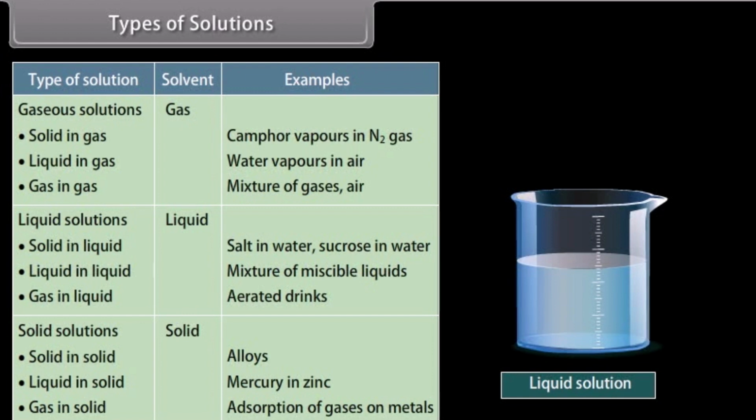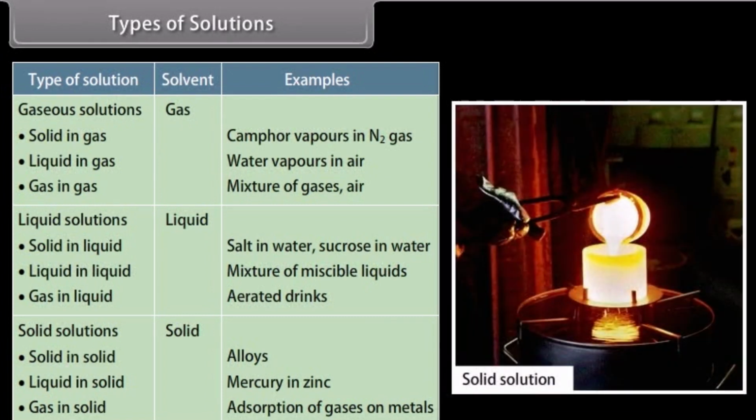Liquid in liquid, for example, mixture of miscible liquids. Gas in liquid, for example, aerated drinks. In solid solutions, solid is the solvent. They are categorized as follows: solid in solid, for example, alloys. Liquid in solid, for example, mercury in zinc. Gas in solid, for example, adsorption of gases on metals.